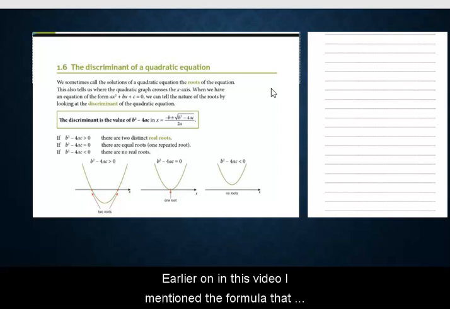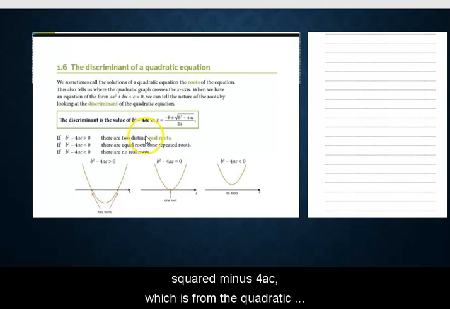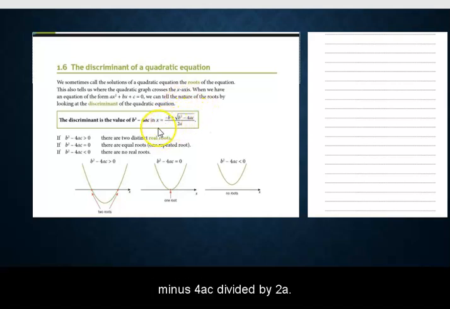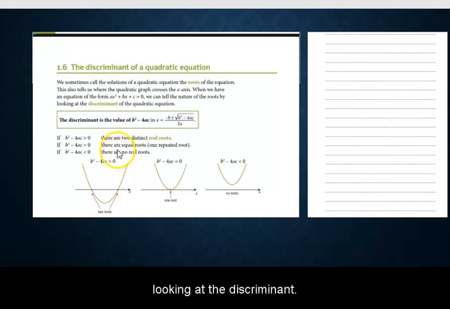Earlier on in this video, I mentioned the formula that we are going to be using for the discriminant, b squared minus 4ac, which is from the quadratic formula in the form negative b plus or minus the root of b squared minus 4ac divided by 2a. There are conditions that must be satisfied when looking at discriminant. So we have the first condition.